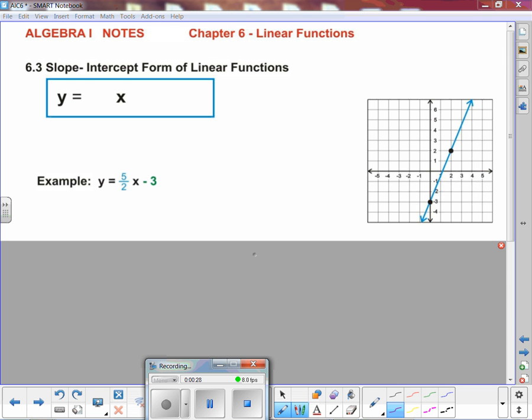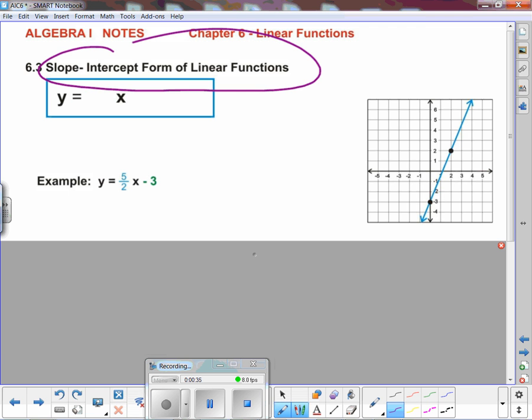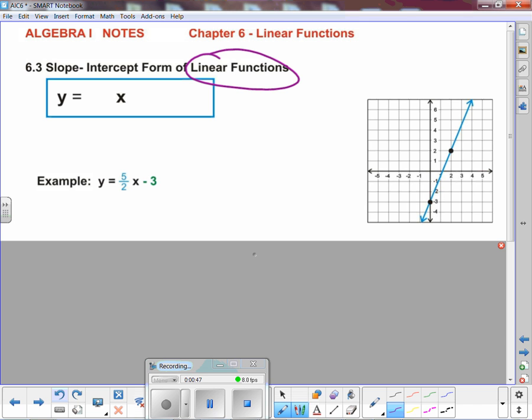Okay. We are starting with the idea of, and this is a key concept, slope-intercept form of linear functions. This is the most efficient way to graph linear functions. What are linear functions? Linear functions we already talked about are functions where the graph is a line. And so this slope-intercept form is the most efficient way to graph linear functions.